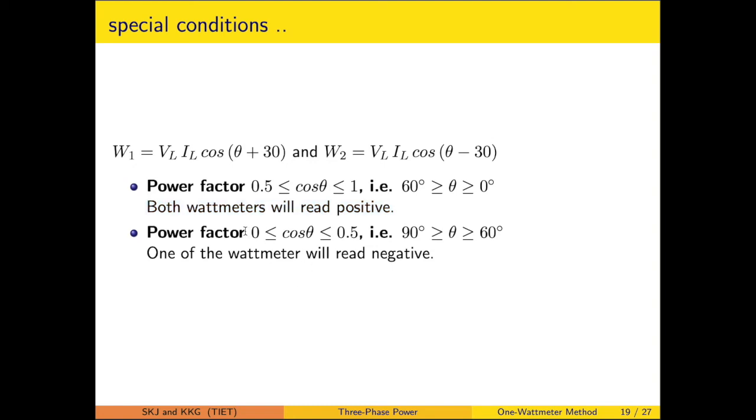However, when the power factor is between 0 and 0.5, where 0 means 90 degree angle and 0.5 power factor is 60 degree, or you can say the angle lies between 60 and 90, one of the wattmeters will be reading negative. So these points will be helping you in analyzing the behavior.